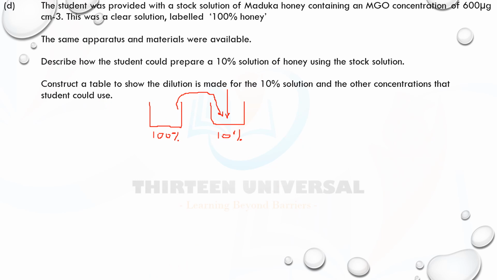So this is simple dilution. They say we should prepare a table to show other concentrations that could be made. Remember that if you're going to vary your independent variable, this is 100%. So we're going to choose concentrations between 100 and 0. Because we can choose 10.